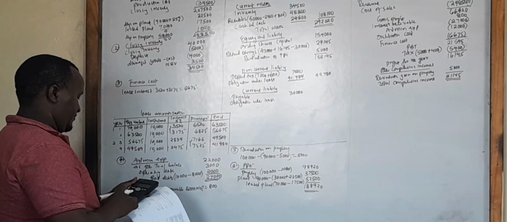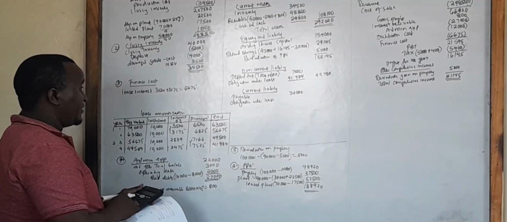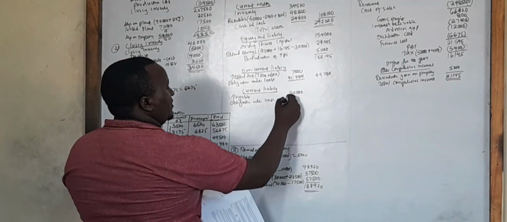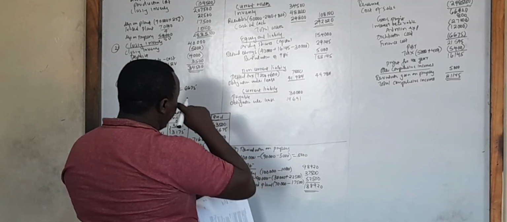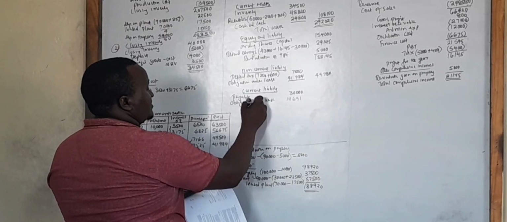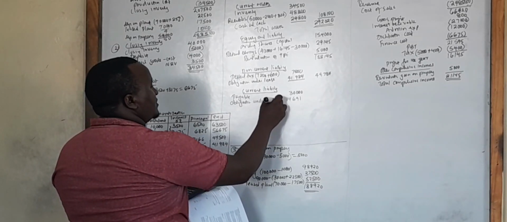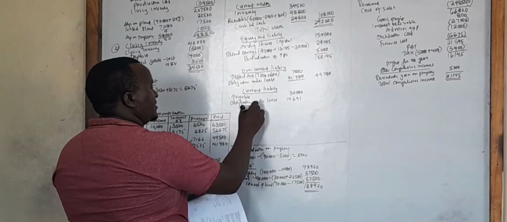You add that to 7,166 plus 7,525. It will be 14,691. That is the short-term obligation.